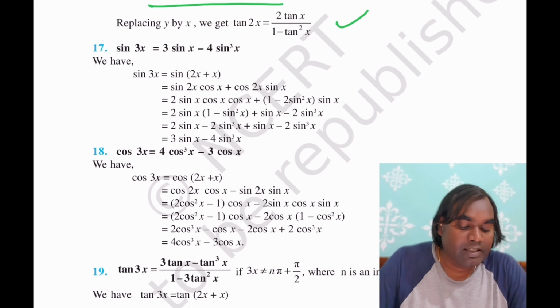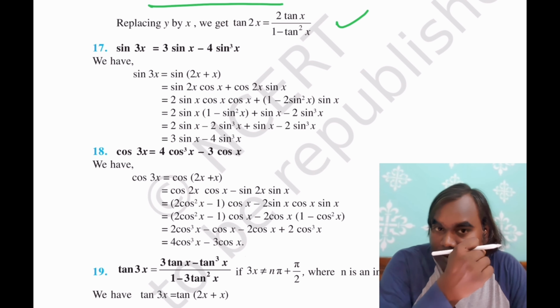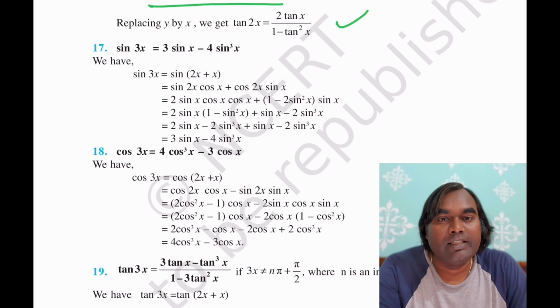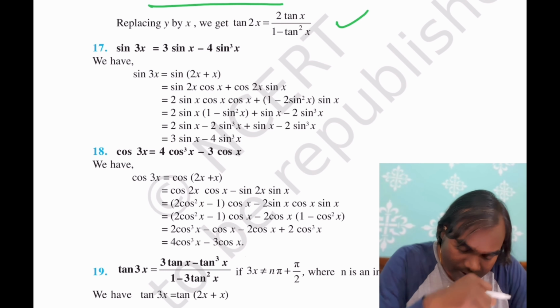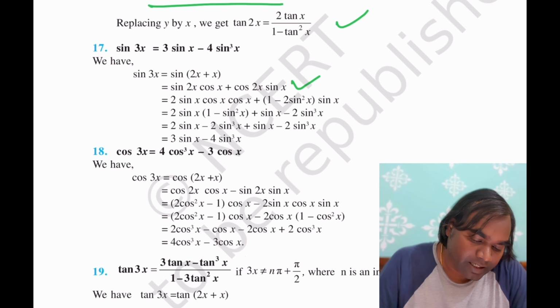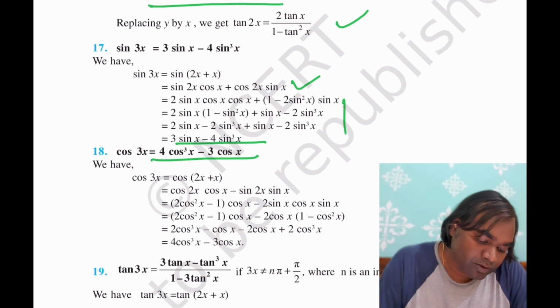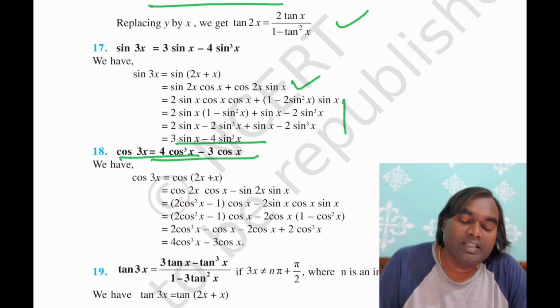Similarly, you can prove the relation sin 3x is equal to 3 sin x minus 4 sin cube x by using the relation for the sine of summation of two angles. So 3x can be rewritten as x plus 2x. So we will use this relation, and after simplification we will get the result. So similarly, we can prove cos 3x is equal to 4 cos cube x minus 3 cos x.